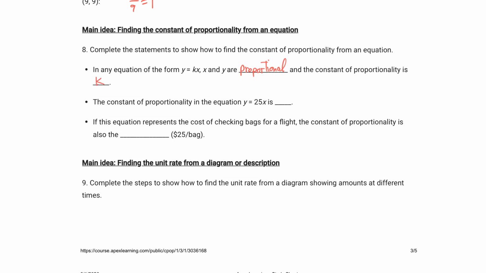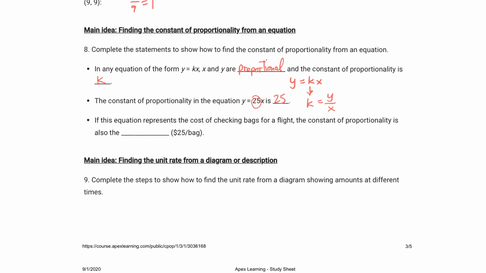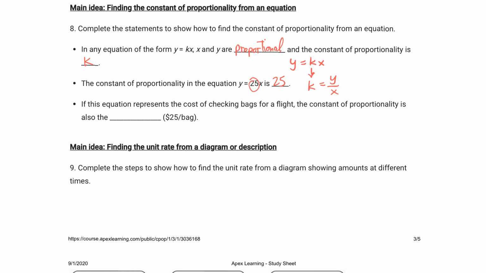By the way, I want to make sure that you know that you have y equals the constant times x, and also k. If you just want to know what k is, the constant of proportionality, you take your y value divided by the x value. So I think that's a pretty important thing to know. The constant of proportionality in the equation y equals kx is 25. And if this equation represents the cost of checking bags in for a flight, the constant of proportionality is also the unit rate.